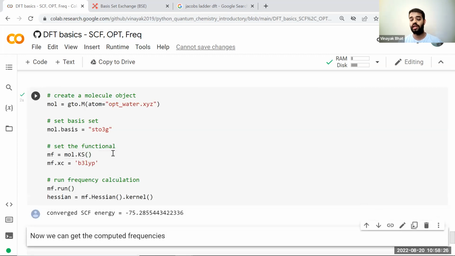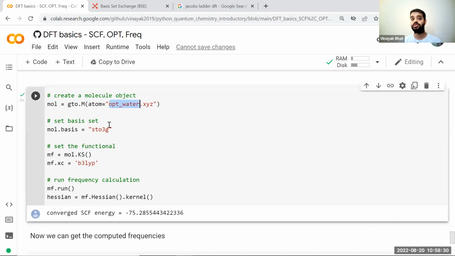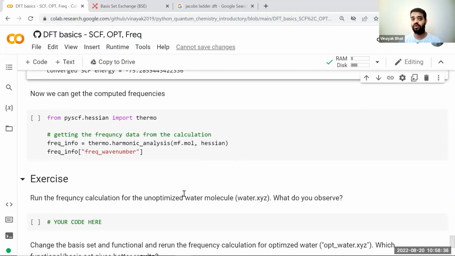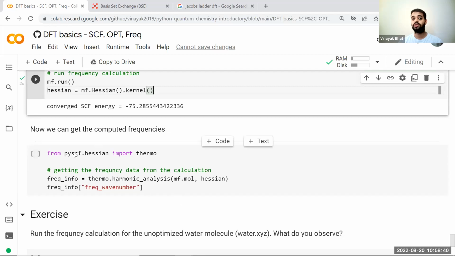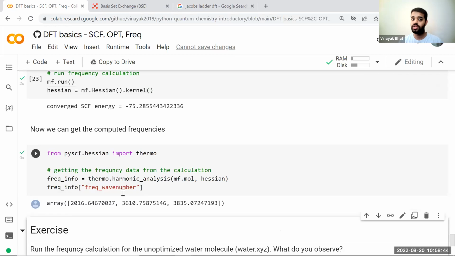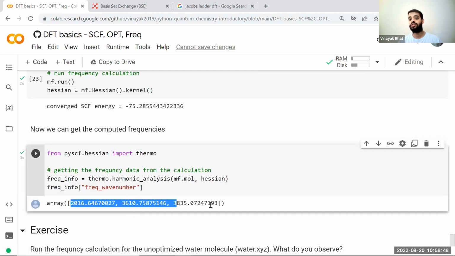Once you run this calculation, what we are doing here is using the optimized water molecule, STO-3G basis set, and B3LYP functional, and we are running the Hessian, and the Hessian gives us a way to compute frequencies. If you run this cell which says frequency analysis, it'll give you frequencies, and you see that all frequencies are positive. That means the structure was optimized well, the first structure.